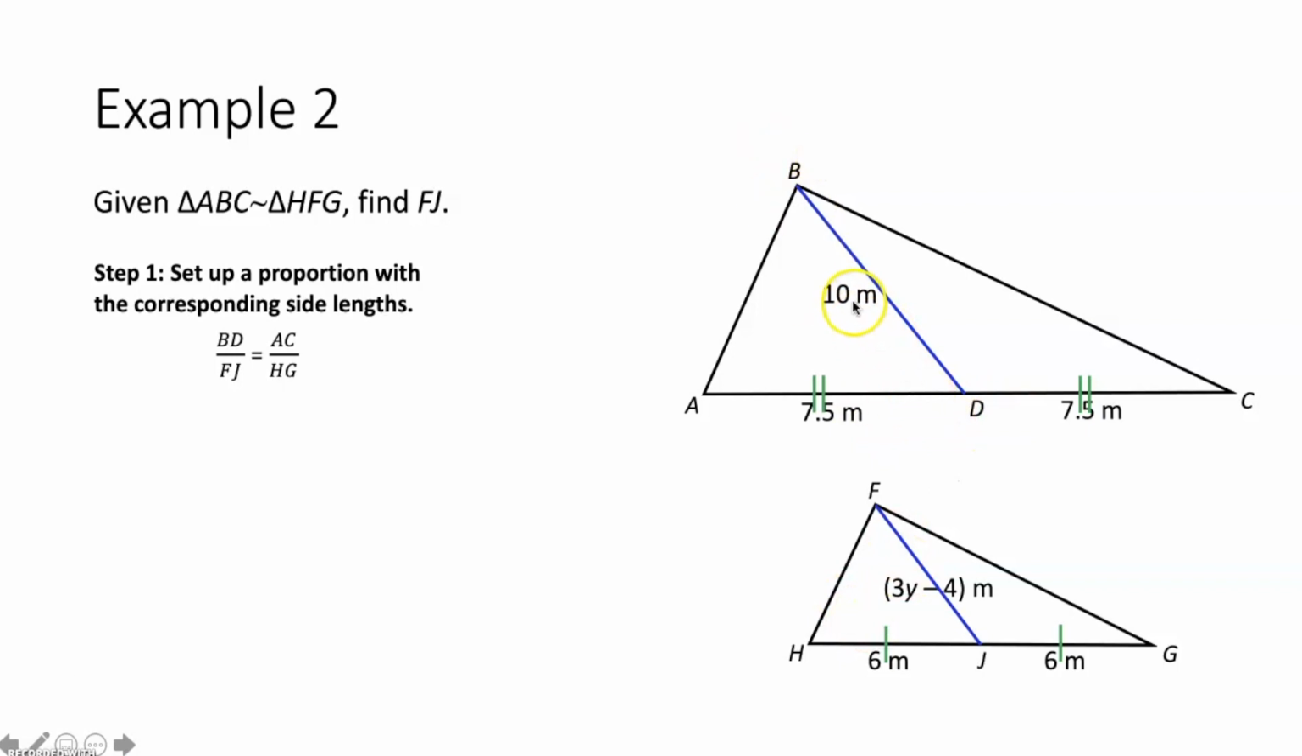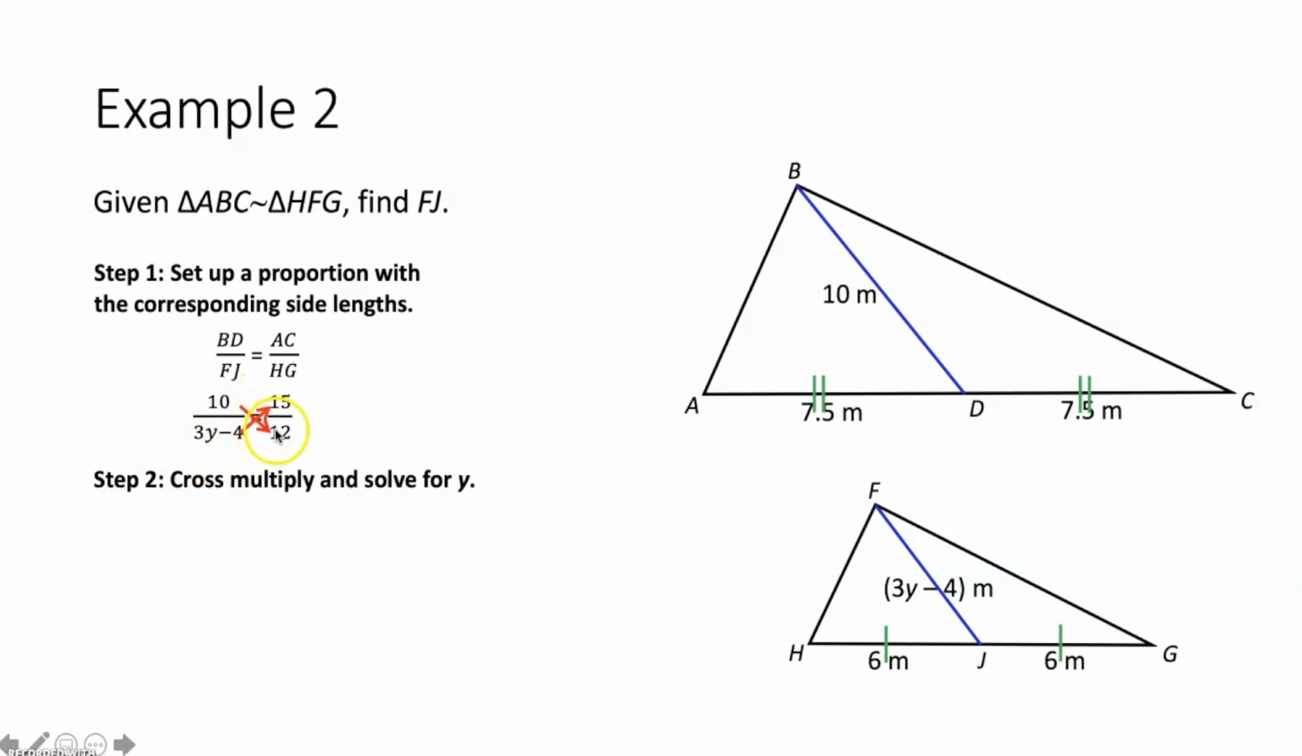The measure of segment BD is 10 meters, that goes in here. The measure of segment FJ is 3y minus 4 meters, that goes in here. The measure of segment AC, oh, what's that? Well, it's going to be 7.5 meters plus 7.5 meters, so that's 15 meters. And then the measure of HG is going to be 6 meters plus 6 meters, which is 12 meters. We now have a proportion that we can solve using the cross product property. So we're going to multiply across and set those two products equal to one another and solve for y.